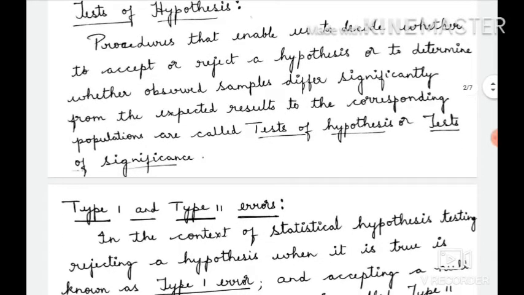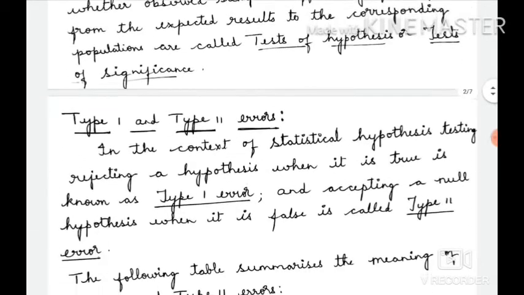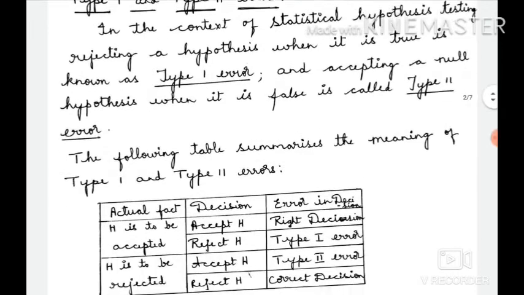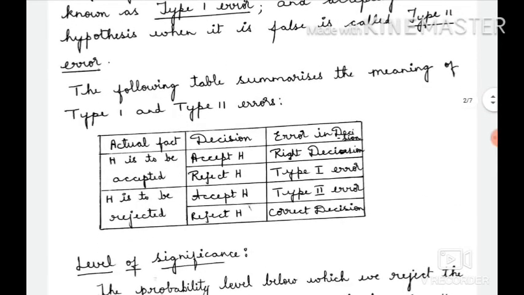When we decide whether to accept or reject the hypothesis, we might commit some errors. In this context there are two types of errors, type 1 and type 2 error. If we reject a hypothesis when it is actually true, we are committing type 1 error, and when we accept a null hypothesis when it is actually false, we are committing type 2 error. The table summarizes the meaning of type 1 and type 2 error.